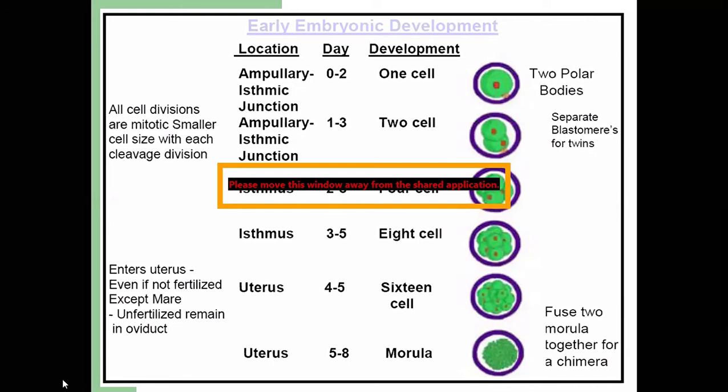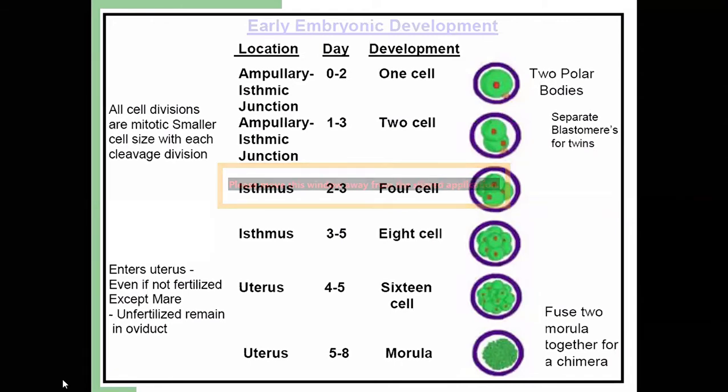So this diagram will just show you the different embryonic development. As I've said, you can have mitosis, doubling from 1 cell to 2 cells, 2 cells to 4 cells, 4 cells to 8, 8 to 16, and it becomes a morula after that. Okay?